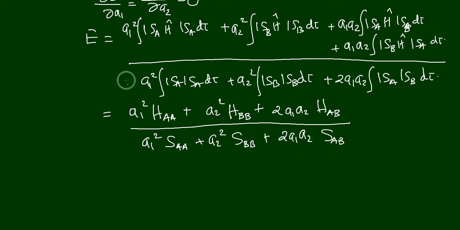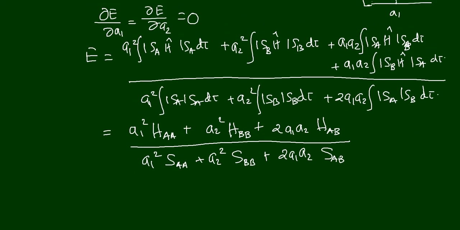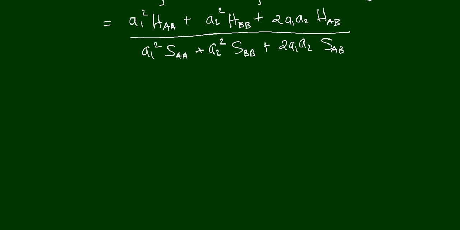Now we are going to use our equation that I just mentioned above, that is dou E divided by dou A1 is equal to dou E divided by dou A2 is equal to 0. We are going to choose the values of A1 and A2 by expanding this equation. So let us find dou E divided by dou A1.